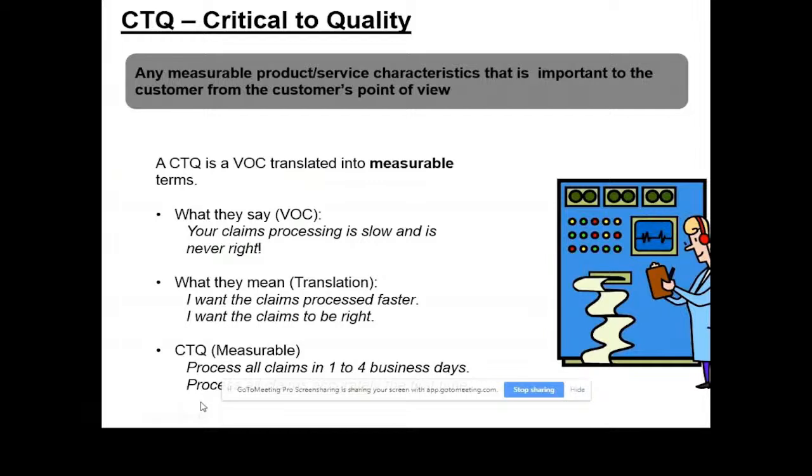Similarly, if I process all the claims accurately the first time, I can measure whether it was done accurately the very first time. If I calculate the first call resolution, probably I'll be able to see at the entire process level whether I am processing the claim accurately for the very first time. All right. So getting the VOC is not enough. It is always a starting point. From that VOC, we need to convert it to a CTQ, which is critical to quality, which means something which is measurable.